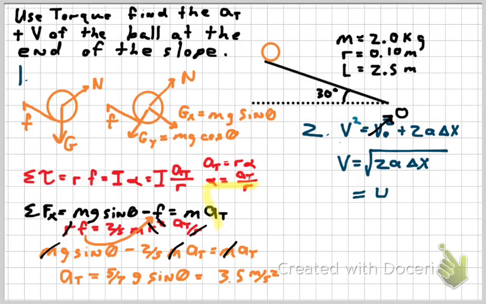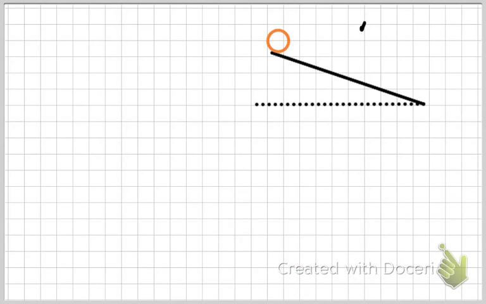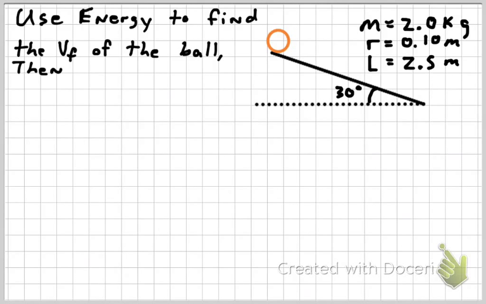There are some other choices, and we can solve. It's 4.18 meters per second. So we find both the answers using Newton's second law. If we go on and look at energy concepts, we've got the same problem, but we're going to use energy to find first the velocity and then the acceleration of the ball.